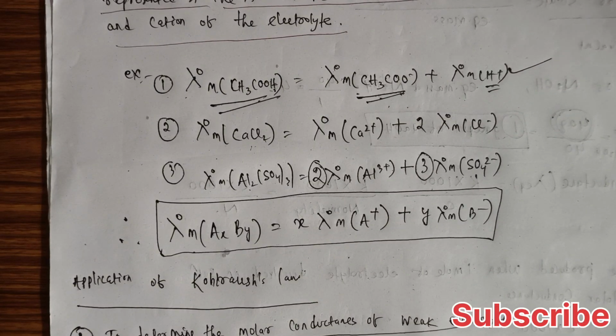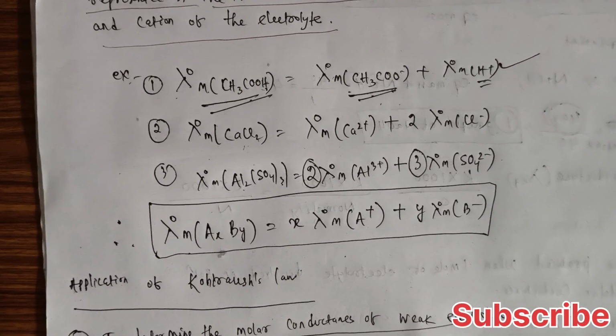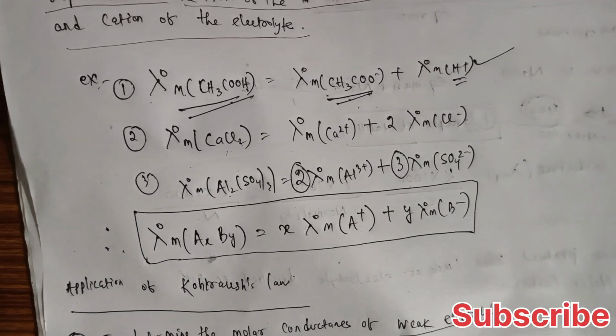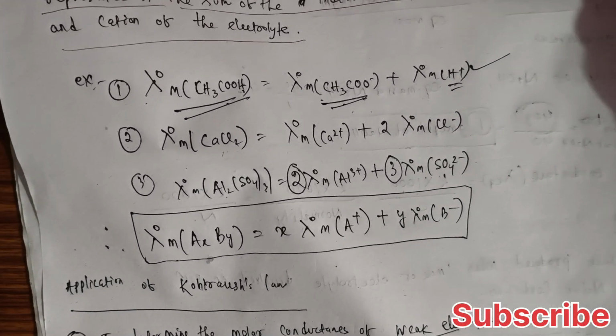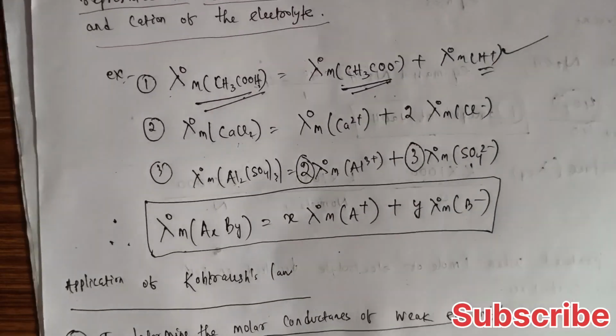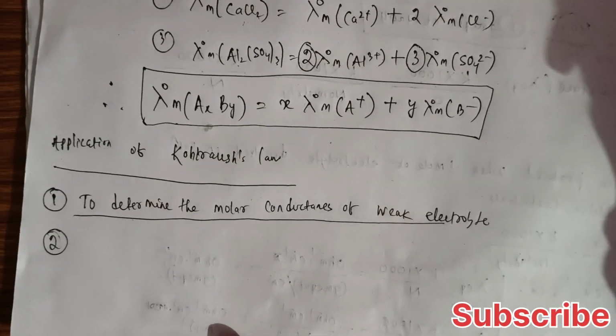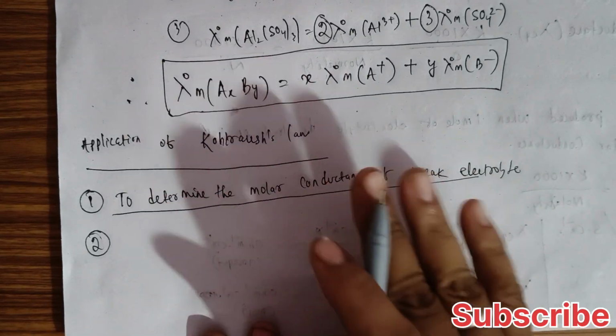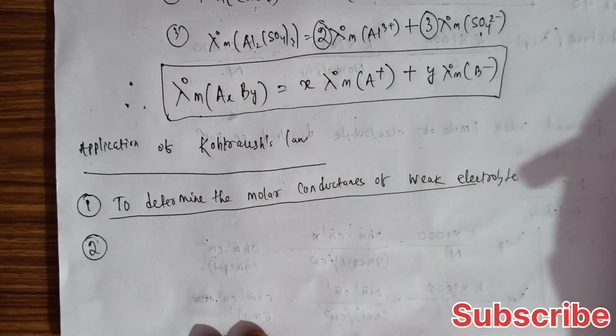Now come to application number 2. What is application number 2? Application number 2 is calculation of the degree of dissociation. Okay, application number 2 is very important. We'll do a problem in the next class.